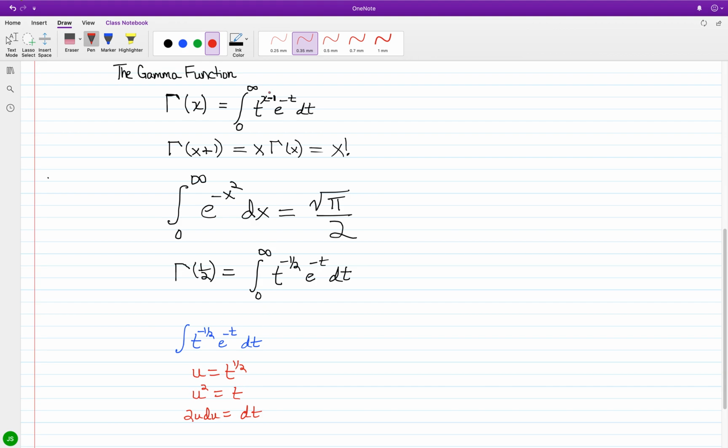And there are some things going on simultaneously. I have u is equal to t to the 1/2. Since I'm working with t to the negative 1/2 as opposed to t to the 1/2, I'm going to have that u to the negative 1, or the multiplicative inverse of u, is equal to t to the negative 1/2. And utilizing what we have here, I have the integral for t to the negative 1/2. We have u to the negative 1, and times e to the negative t. So this would be e to the negative u squared.